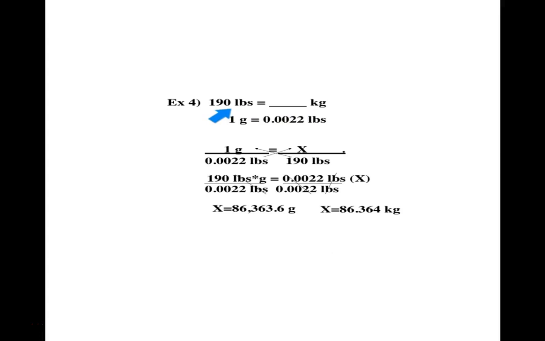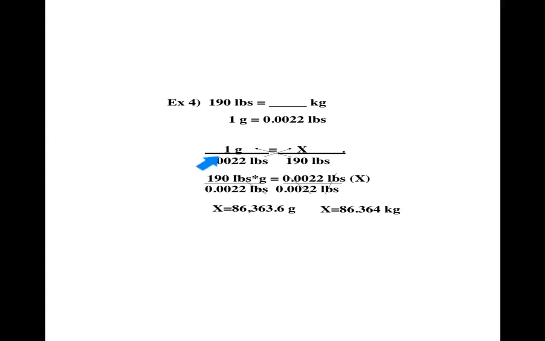So if it were that you started with 190 pounds and you were asked to convert that into kilograms, well, first you would need an equivalent unit, which here we see is in between the one unit and the other unit in value, where 1 gram equals 0.0022 pounds. Now, because we have this information, you will next need to set up a cross multiplication.